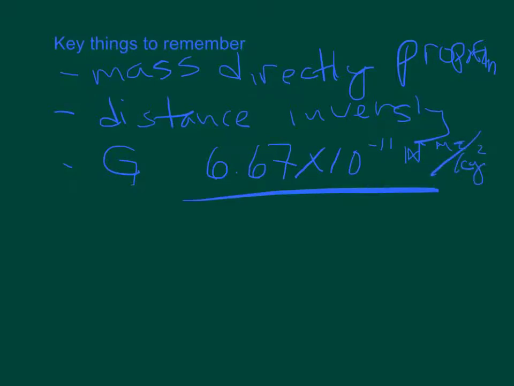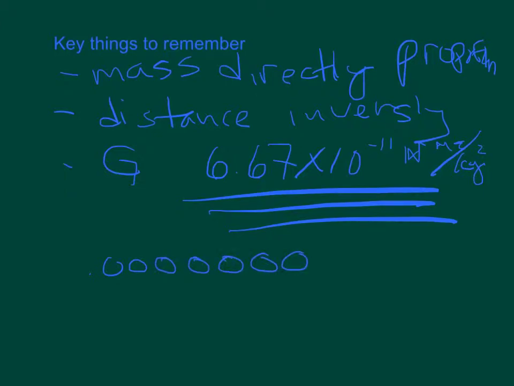Now, this is a very, very, very small number, the equivalent of 0.0000000667. Now, that is a very small number, indicating that the force of gravity is very, very weak. The reason it has such a great influence is because it's affecting such very large objects.